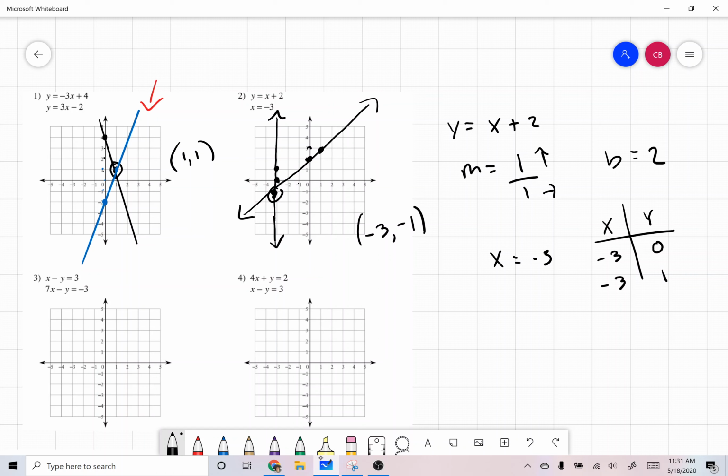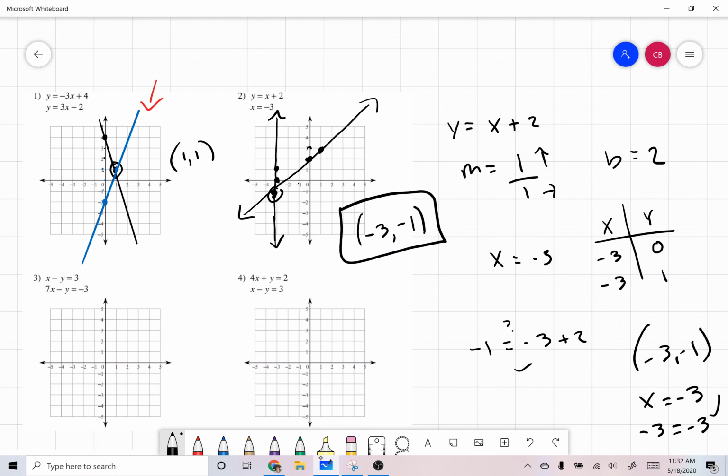So if we plug negative 3, negative 1 into this one, the top one, we have negative 1 is equal to negative 3 plus 2. Is that true? And so yes, because negative 1 is equal to negative 1. And then if we plug negative 3, negative 1 in for x equals negative 3, then we have negative 3 equals negative 3. There's nowhere to plug y. So that works. So the point negative 3, negative 1 must be the correct one. All right, so that's just it for graphing.